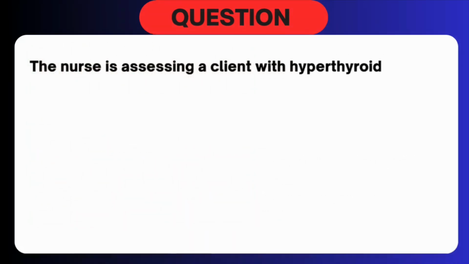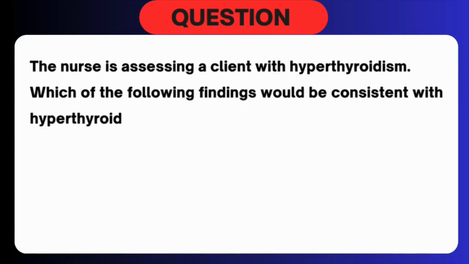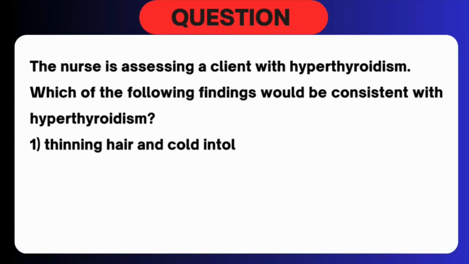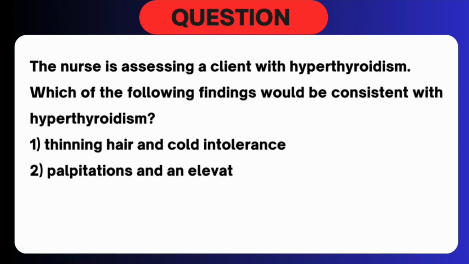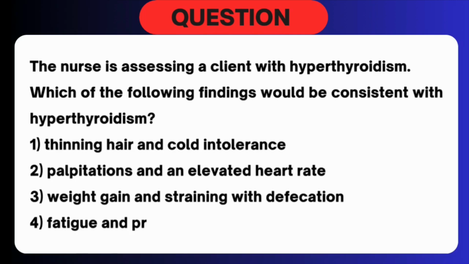The nurse is assessing a client with hyperthyroidism. Which of the following findings would be consistent with hyperthyroidism? So what do we know about hyperthyroidism? That means that there's too much thyroid hormone. It puts the body into this hyperdrive kind of state. The heart is contracting more forcefully. The vasodilation in the extremities is making you overly warm and have increased blood flow to your extremities. So we know that there's more activity going on. So let's keep that in mind when we look at the options here.